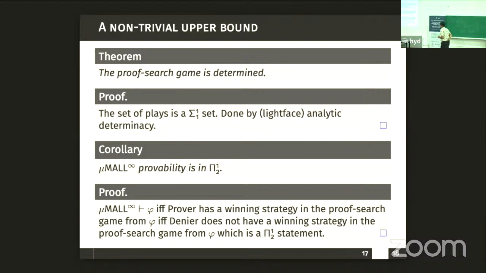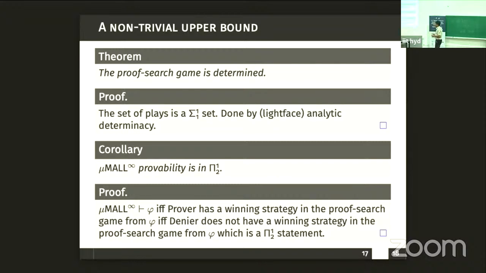Right. So we appeal to analytic determinacy to get that the proof search game is determined. Interestingly, this means that our proof is outside of ZFC, in case you're interested in that. As a corollary, we get that provability is in pi1, 2. So this betters the bound of sigma 1, 3.